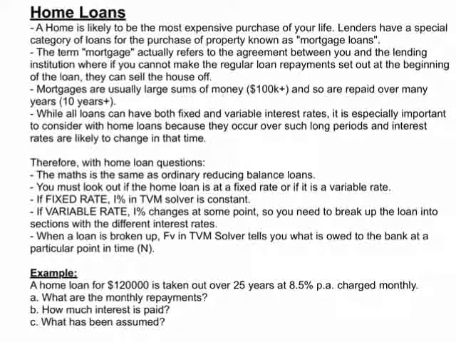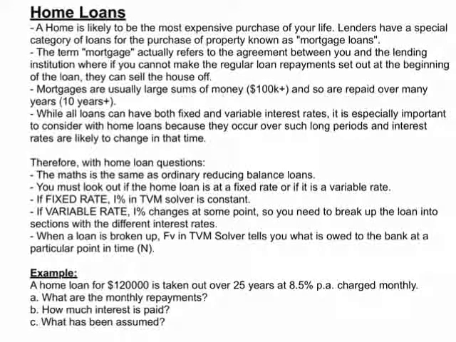The term mortgage actually refers to the agreement when you do one of these things. When you take out this loan, there's an agreement between you and the lending institution where if you can't make the regular repayments to pay them back for the money they loaned out to you, they will sell your house. Mortgages are usually large sums of money, over 100,000, and therefore repaid over many years.